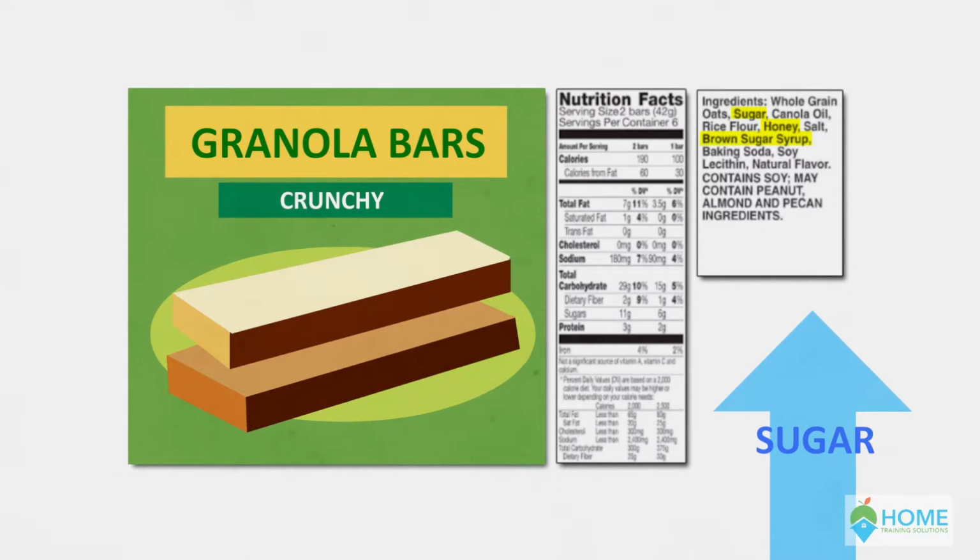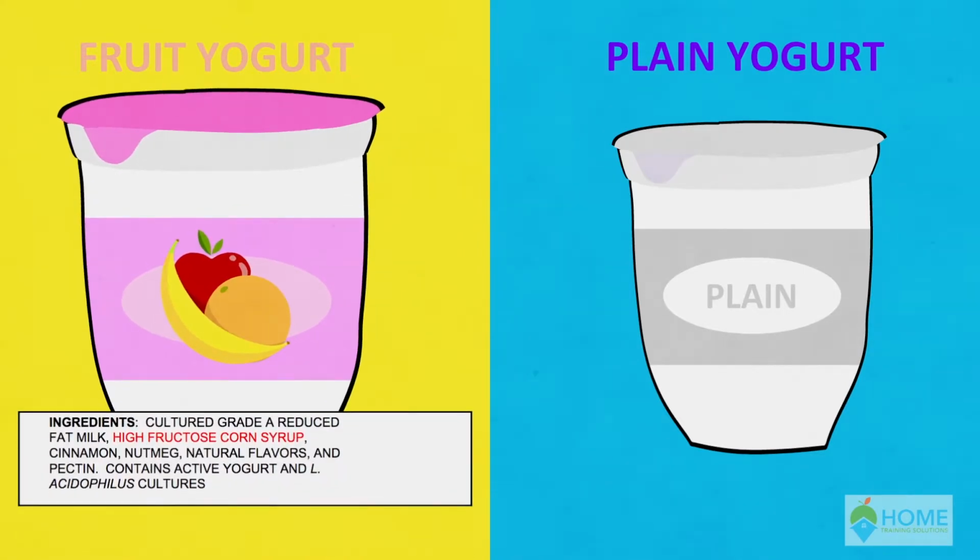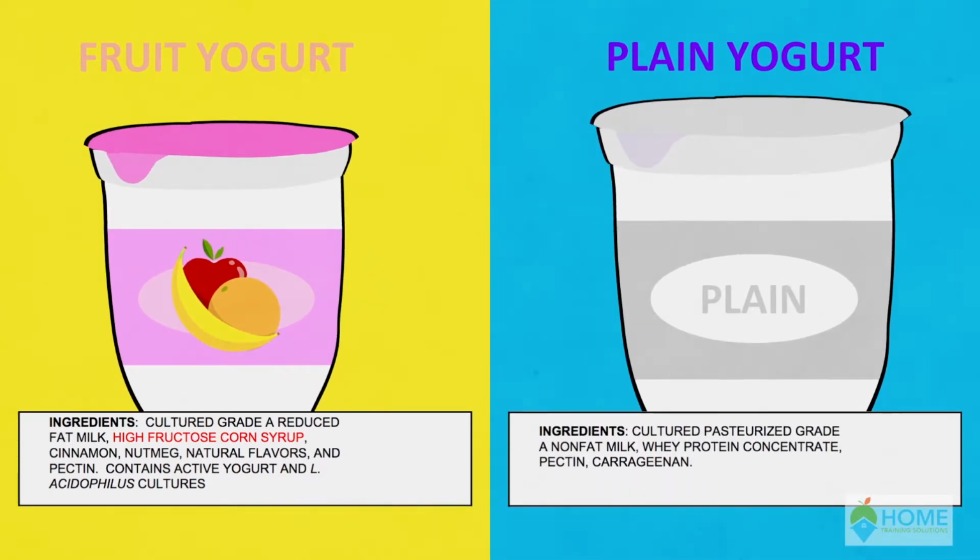Here's another example. Yogurt sounds healthy, as most people would think. Now let's compare 2 kinds of yogurt. The first yogurt has high fructose corn syrup as the second ingredient. Now let's look at plain yogurt. It is made of mostly milk, whey protein, and pectin, and no added sugar.